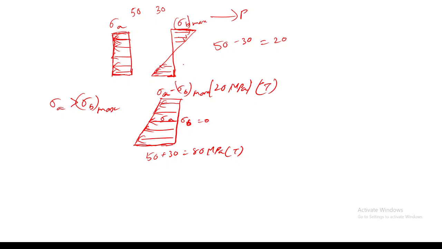Neutral axis will be located outside here, somewhere here. Okay, here only you are getting the total stress as 0. Neutral axis will be located here, outside. And if sigma A is less than sigma B max, then you will have the neutral axis somewhere in between the cross section, or somewhere in between the fibers.